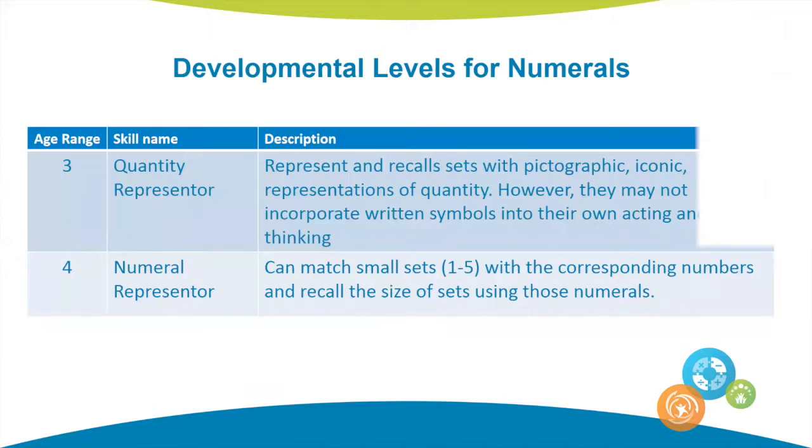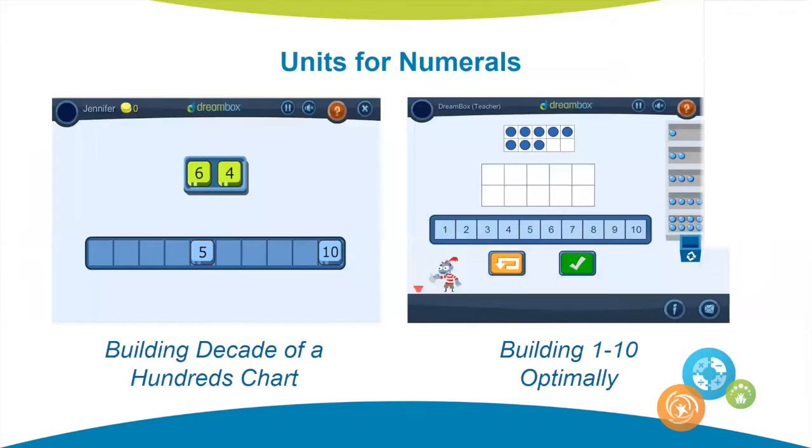Now, they're actually going to get into the next topic here. One of the things that the students are going to have to work on, or know, getting into Dreambox, is being able to represent and recall sets with pictures, icons, representations of quantity. And then when they're right about 4 years old, we do want them to also be able to match sets 1 to 5 with corresponding numbers and recall the size of the sets using the numbers, which I know sometimes we have students who come into our buildings who haven't seen numbers before. I know plenty of my kindergartners did, so that's something we definitely need to work on with them too.